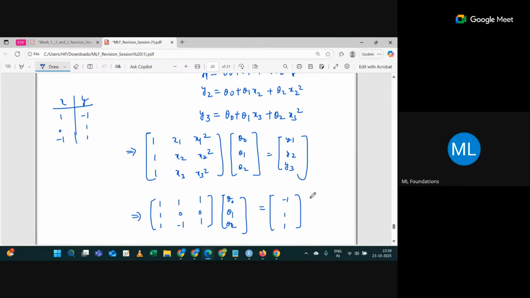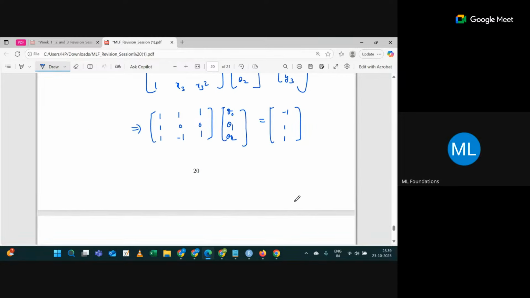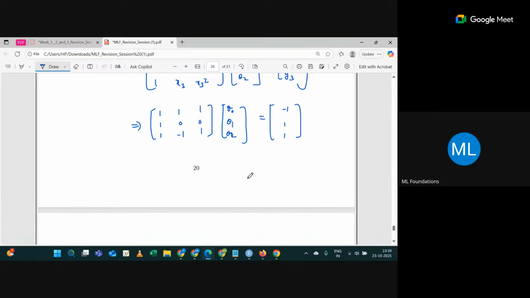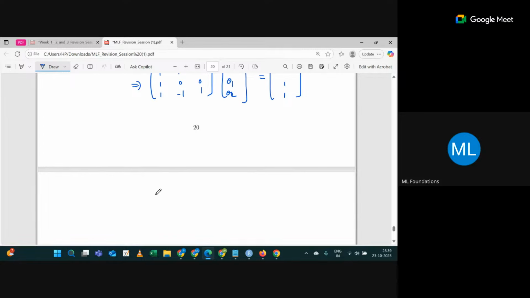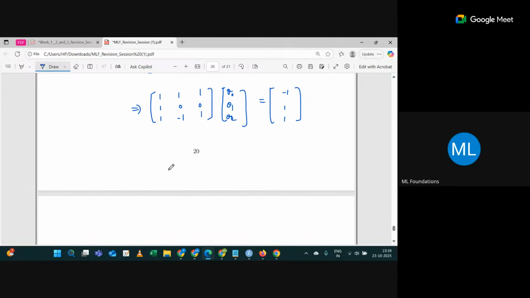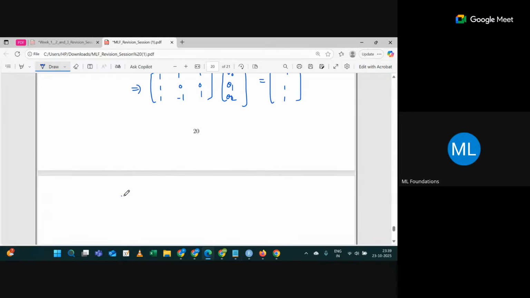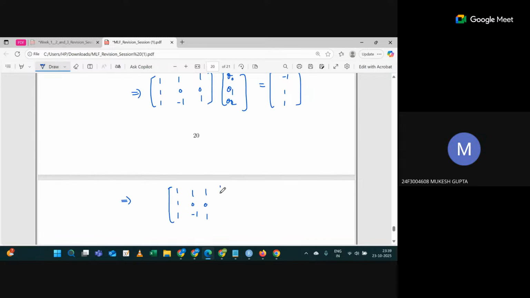The better way is to convert it into an augmented matrix and do row reduced echelon form, and that will give you a basic solution. Okay, so let's try to solve this. You have an idea about the augmented matrix? Okay, so just 1, 1, 1, and the right side is minus 1, 1.